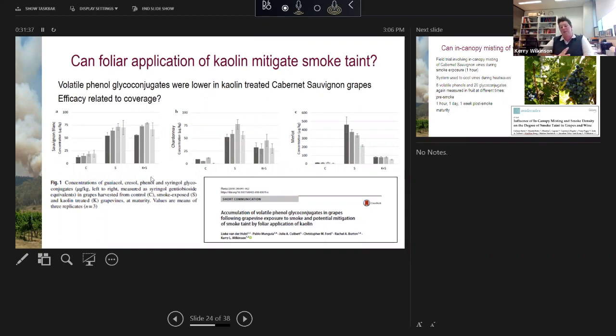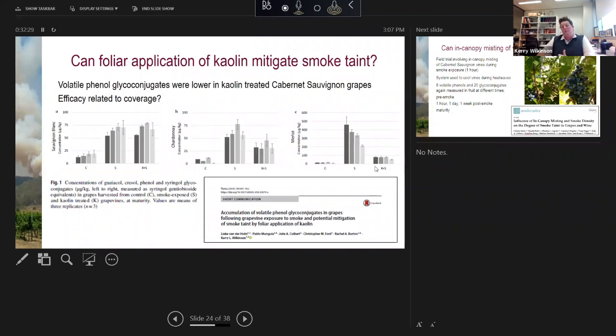But just to explain the kaolin story, what we've got here is our Sauvignon Blanc data, and we can see low levels of the volatile phenol glycoconjugates in the control grapes. And then our smoke-affected grapes have high levels. That makes sense that they've accumulated the volatile phenols and then the glycosides. But then when we had a look at the grapes that corresponded to the kaolin treatment, we saw no difference. So in Sauvignon Blanc, the kaolin treatment had no effect. In our Chardonnay grapes, we saw a slight effect of kaolin, but it was only in our Merlot grapes that we saw, sorry, that should be Cabernet Sauvignon. It was only in the red grape variety that we saw any effect of kaolin at all.